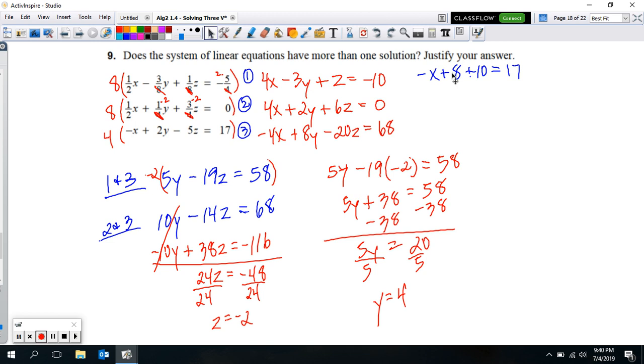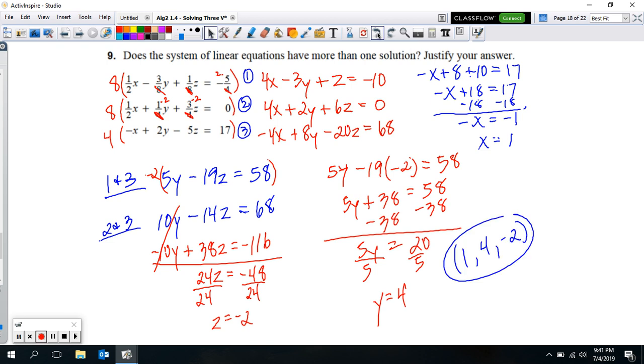2 times y is 4, so that's why that's 8 now. -5 times -2, that's going to give us a positive 10. And it's equal to the 17 that the equation shows. And then this will be 18 here. And so -x plus 18, subtract the 18 from both sides. That's -x equals -1. So positive x will equal positive 1. So our ordered triple answer is 1, 4, -2 for x, y, and z.